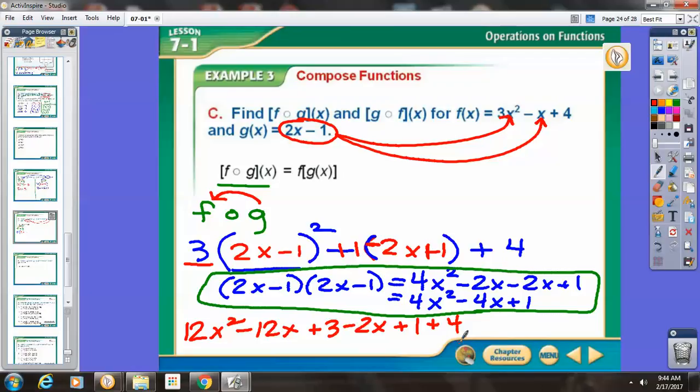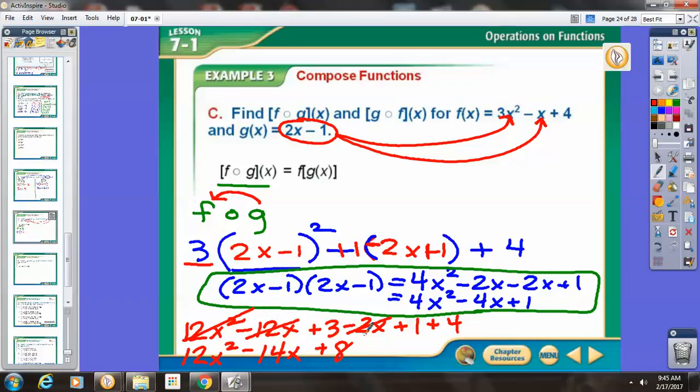So let's clean this up. Combine like terms. That's 12x squared. No like terms to add to that. I have negative 12x and negative 2x, which add to negative 14x. We have 3 plus 1, which is 4, and 4 plus 4 is 8. 12x squared minus 14x plus 8. That was f composite g.